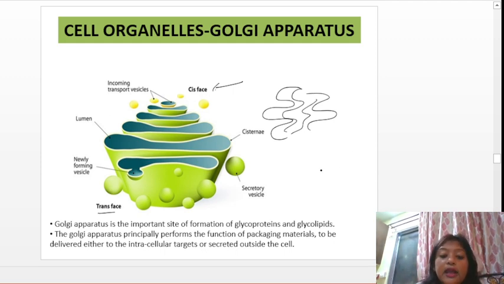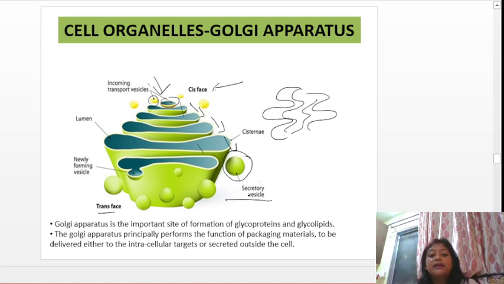Remember this. It's also a very important site where glycoproteins and glycolipids are synthesized. The proteins come here, are packaged, modified, and then transported. When they reach the trans face, the maturing face, they are released. This is a newly formed vesicle. Once it's packed, they are secreted to the target sites or target places.